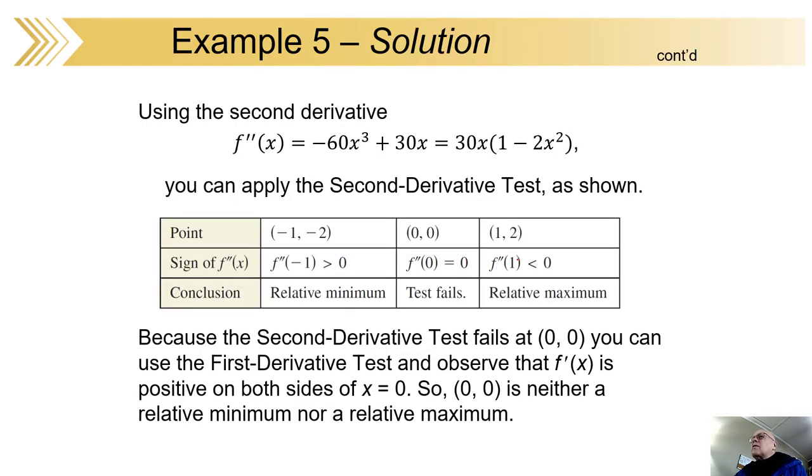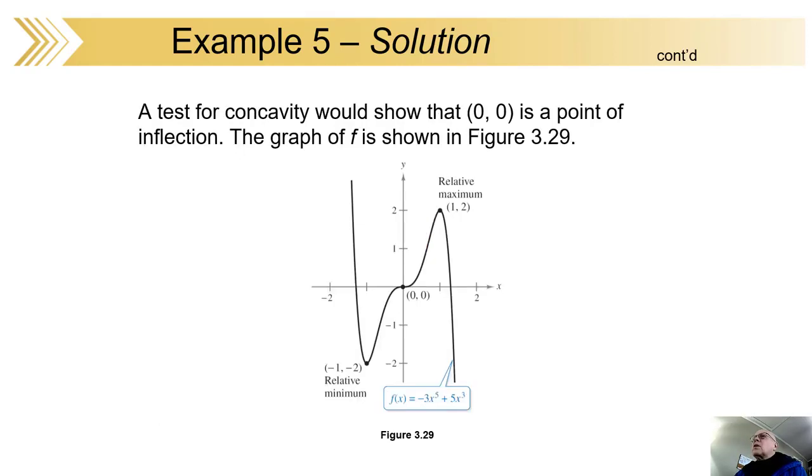Using the second derivative test, you can see your points and the signs at those points, and you can see what you've got. Relative minimum, test failing where it's equal to 0, maximum, and you've got some information there for you. So 0, 0 is a point of inflection because it changed from positive to negative.